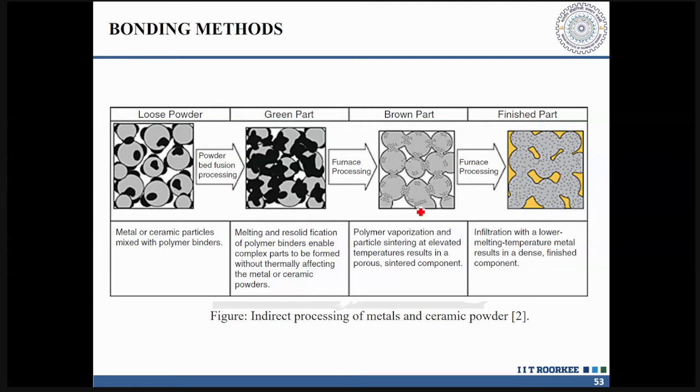But because of this liquid phase sintering, certain pores are created that can be infiltrated using any low melting point material to give you a 100% dense part. So you move from loose powder to a green part to a brown part, and with the help of infiltration, you can create a dense or finished component. So that is another way of fabricating a prototype. Now with this, I open the house for 5 minutes of discussion if there are any questions.